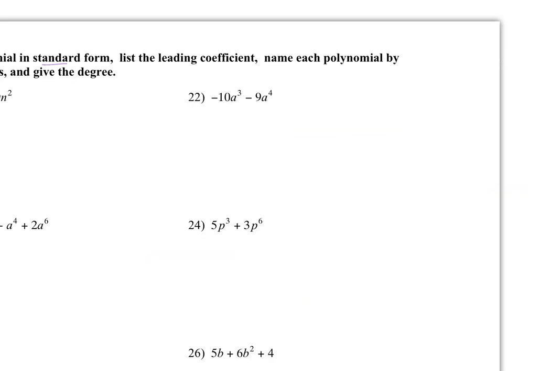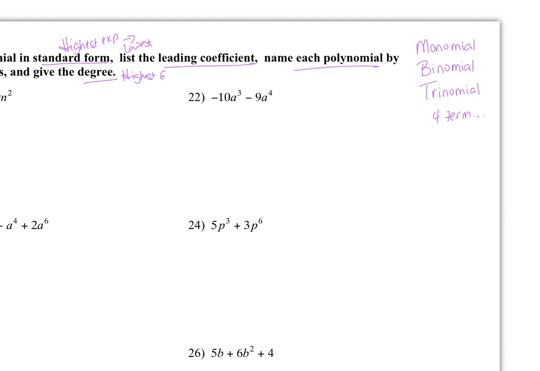Here it's wanting you to put this in standard form. Remember, that means highest exponent to lowest exponent. Typically, your number will come last. Leading coefficients, that is the first number when you have it in standard form. Name each polynomial. That is, you have special names for 1, 2, and 3. After that, you just say 4 term, 5 term, 6 term, etc. And then your degree is your highest exponent. So that's going to be your first exponent here once you have it in standard form.